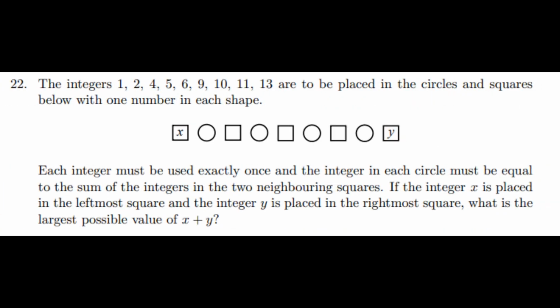Alrighty, now on to question number 22. The integers 1, 2, 4, 5, 6, 9, 10, 11, and 13 are to be placed in the circles and squares below with one number in each shape. Each integer must be used exactly once, and the integer in each circle must be equal to the sum of the integers in the 2 neighboring squares. If the integer x is placed in the leftmost square, and the integer y is placed in the rightmost square, what is the largest possible value of x plus y?